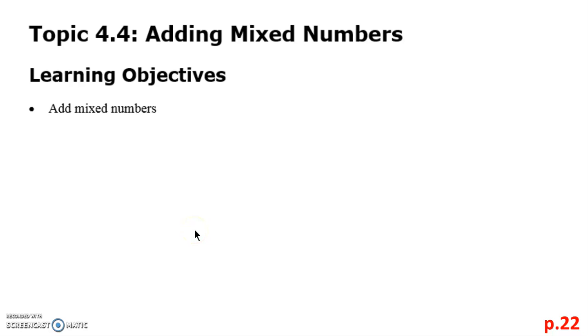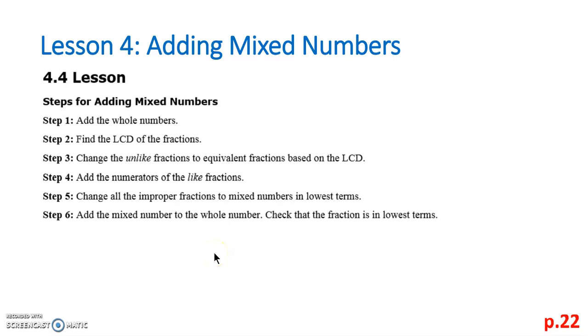Hello, this is topic 4.4, adding mixed numbers. When we add mixed numbers, there's a number of steps to follow. So let's take a look at an example. If we want to add 3 4/5 plus 6 3/4, we can see that we have two mixed numbers.